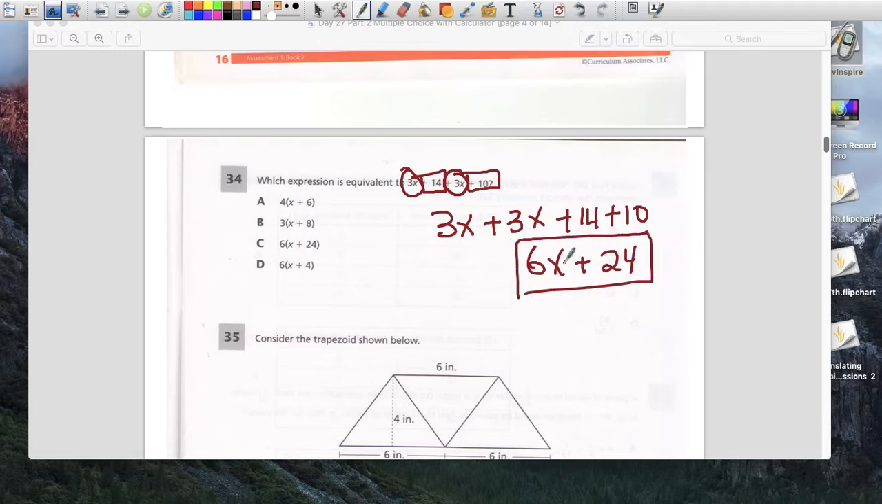Now, which of these four equals this? 4 times x is 4x, so that's a no. 3 times x is 3x, so that's also no. 6 times x, there we go, 6x. And 6 times 24, definitely not 24, so that's gone. Last one, 6 times x is 6x, and 6 times 4 is 24, so the only possible choice is D.